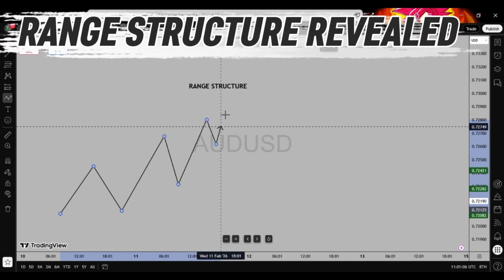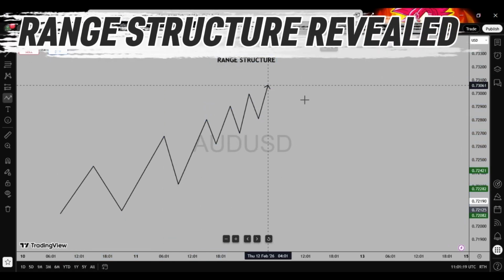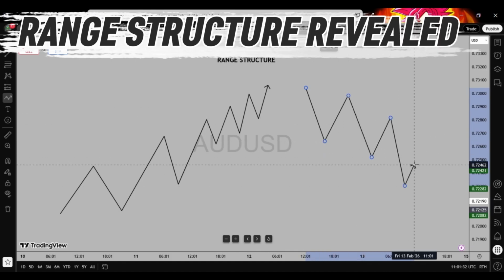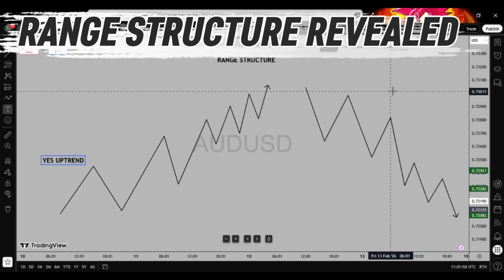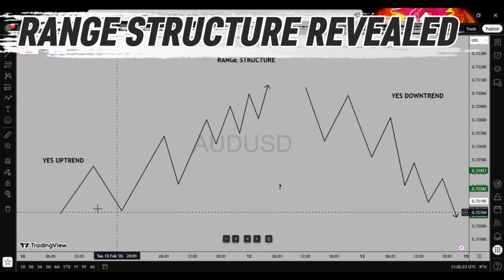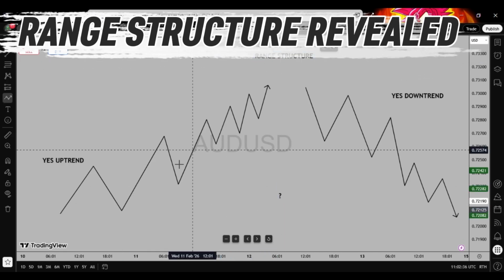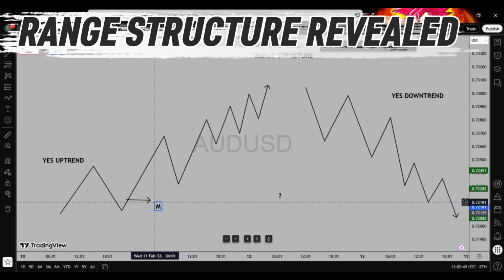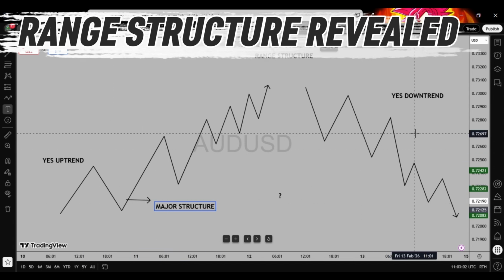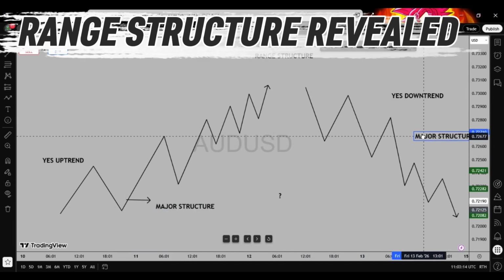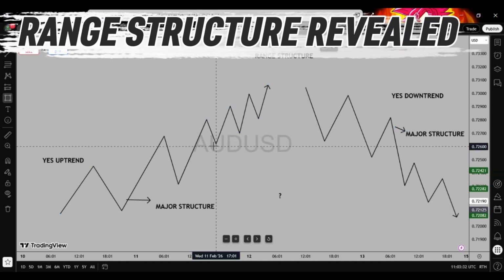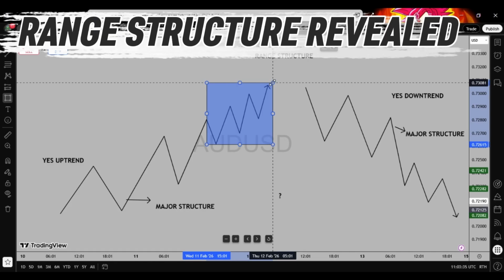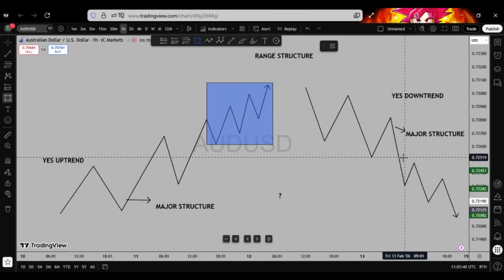Range structure revealed. Take a look at this chart. What do you see? On the left, a clear uptrend. On the right, a clear downtrend. Higher highs, higher lows. Major structure pointing up. Lower highs, lower lows. Major structure pointing down. But what you didn't understand is the importance of this structure. This is range structure. It's not a ranging market. It's a range of movement.